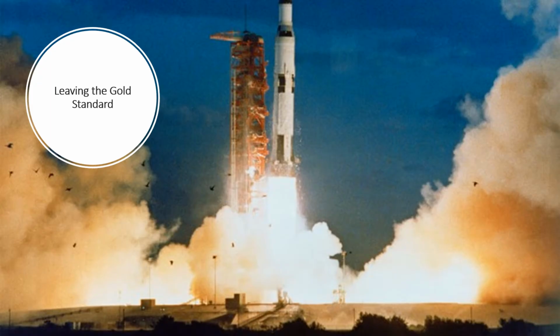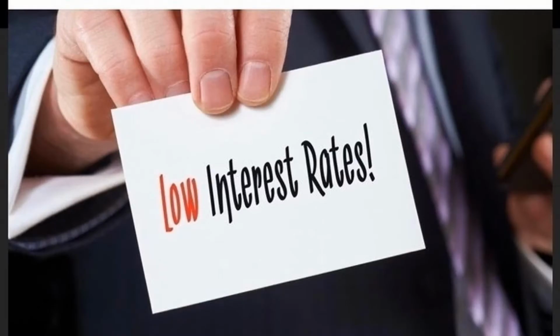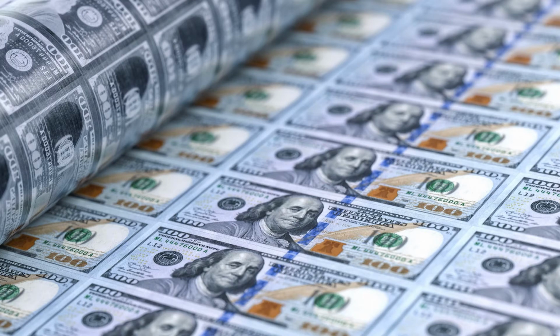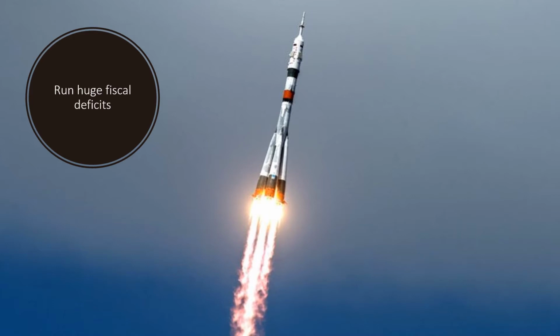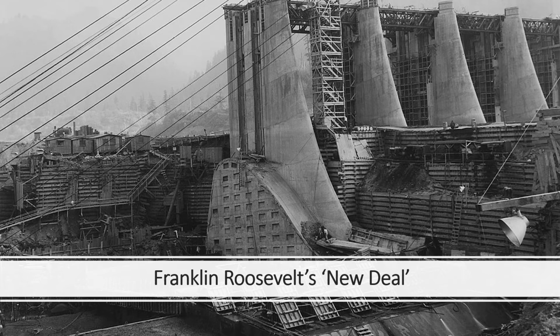So the US government broke the link between gold and dollars. They left the gold standard. That enabled the Fed to cut interest rates without losing all of the gold piled up at Fort Knox. The Fed also cut interest rates. They also increased the money supply. And the US government also ran huge fiscal deficits. Much of the money borrowed by the US government was used to build infrastructure projects as part of Franklin Roosevelt's New Deal.